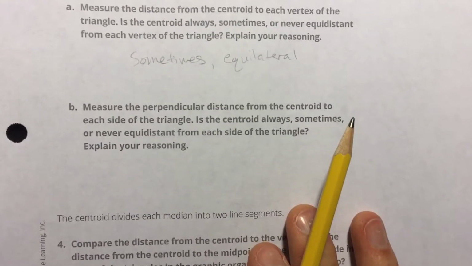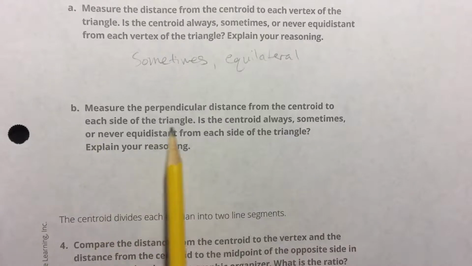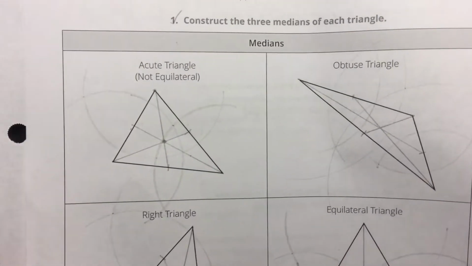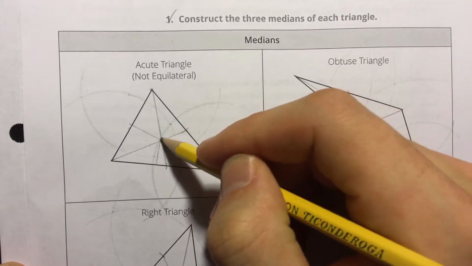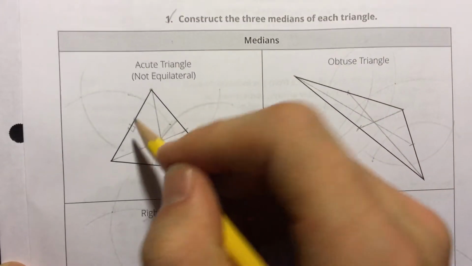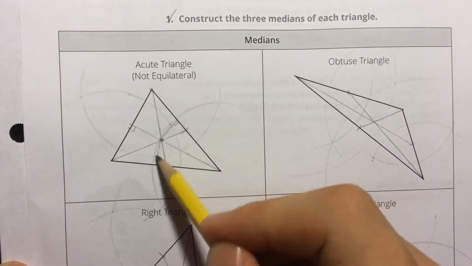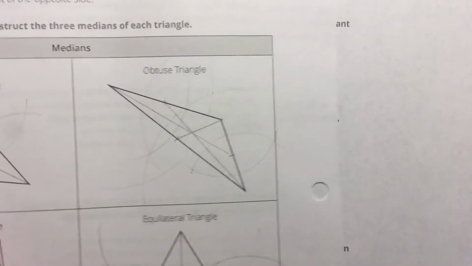Okay, now B says measure the perpendicular distance from the centroid to each side of the triangle. Is the centroid always, sometimes, or never equidistant from each side of the triangle? Explain your reasoning. So now we're looking at the sides of the triangle. Remember, we're doing the perpendicular. And this is just a sketch here, so these are not perfect perpendicular ones. But we could tell that while these two look like they're similar, this third one would definitely be longer. So we'd say never so far.